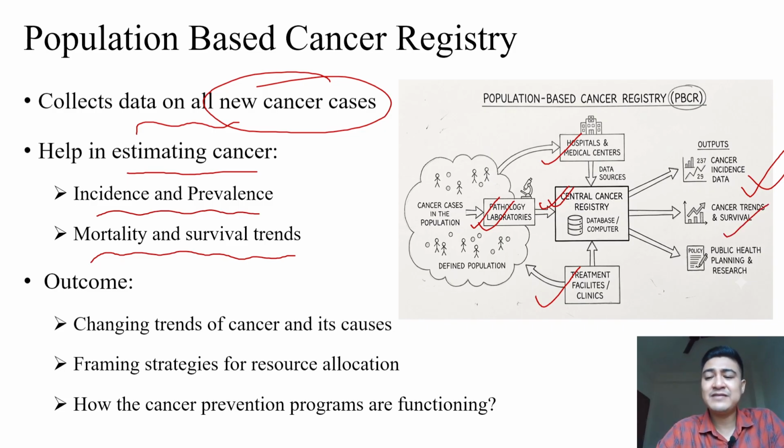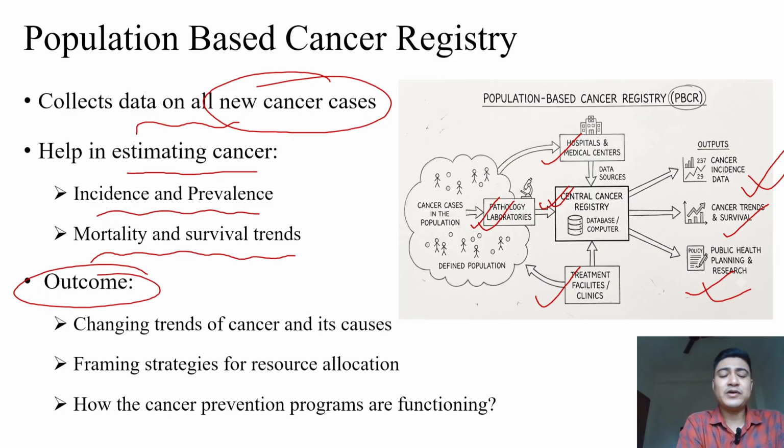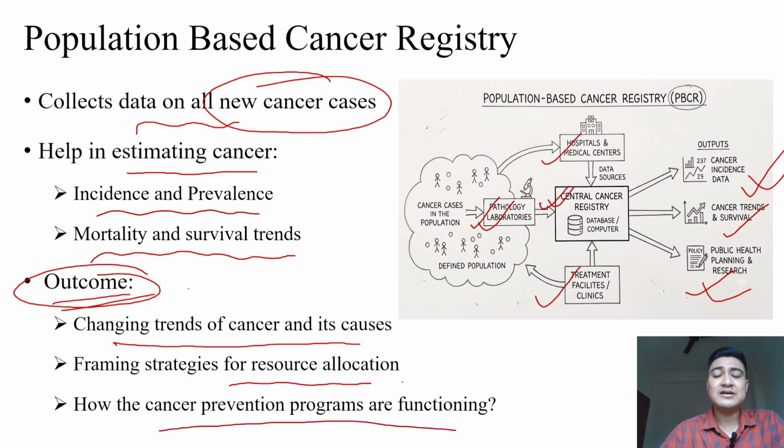Secondly, as I mentioned, the survival cancer trends we will get to know, and ultimately the public health planning, management, coordination, research, and cancer control activities can be taken up after analyzing this data. Same thing, I have written it in a point form when I have said what is the outcome. We will get to know about the changing trends of cancer with its causes. It will help us in framing strategies for resource allocation, and various cancer prevention programs are functioning. How is it functioning? Where we have to invest more, where we can cut short our budget. So these questions are being answered from this population-based cancer registry.